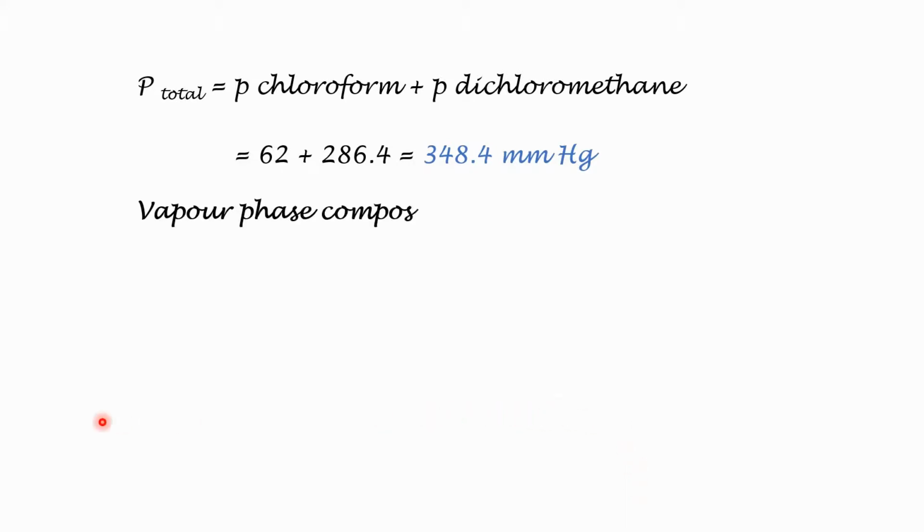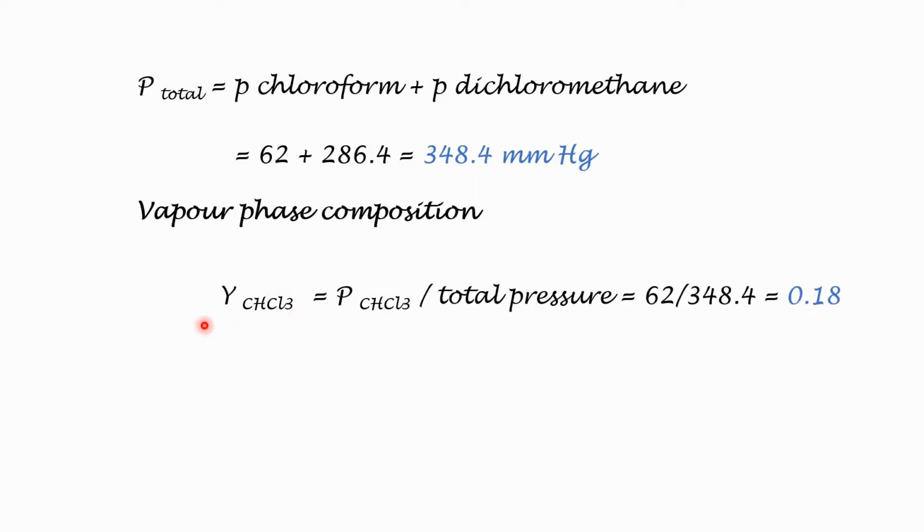So now let us calculate the vapor phase composition. Vapor phase composition is denoted by the symbol Y, and Y chloroform will be partial pressure of chloroform by the total pressure, that is 62 by 348.4 gives you 0.18. Now the vapor phase composition of dichloromethane will be 1 minus 0.18 equal to 0.82.